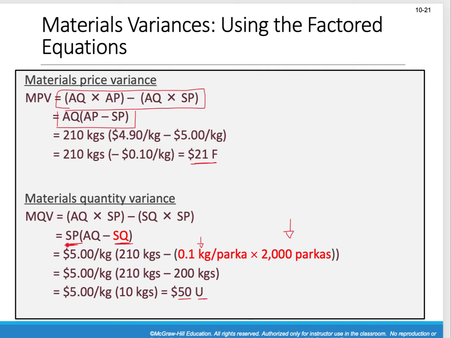Because we use the standard price, the production manager is not going to be held responsible for the purchasing manager's performance. Okay, and likewise, we use the actual quantity used to figure out the price variance, right? We use the actual quantity used to figure out the difference in the price. Okay.